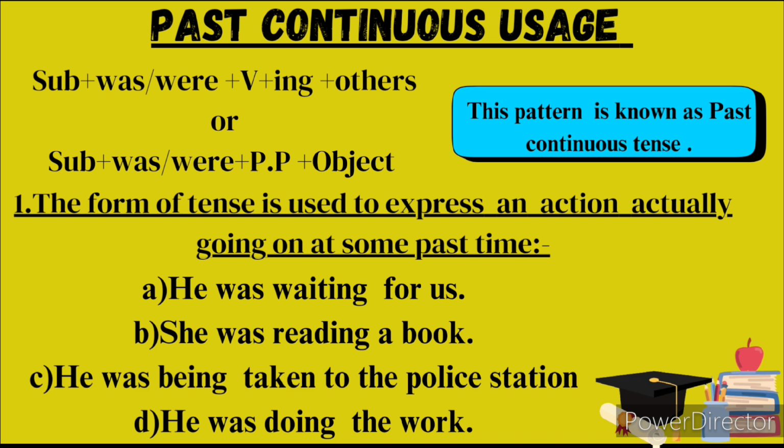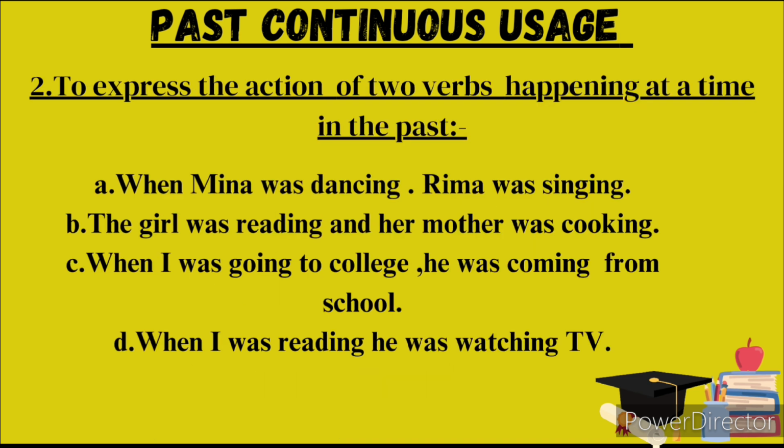Subject plus was, were plus verb plus ing plus others. Subject plus was, were plus past participle plus others. This is the formula, and this pattern is known as past continuous tense. For example, he was waiting for us. She was reading a book.